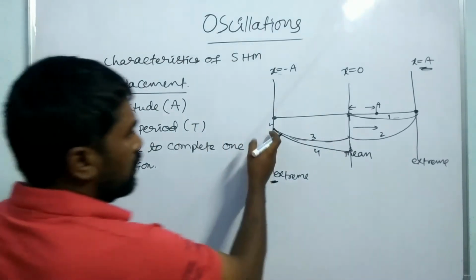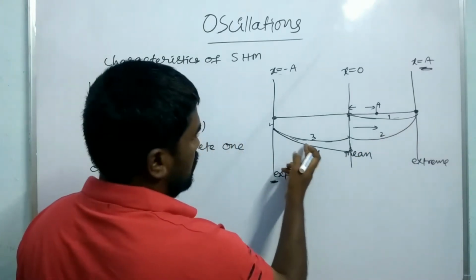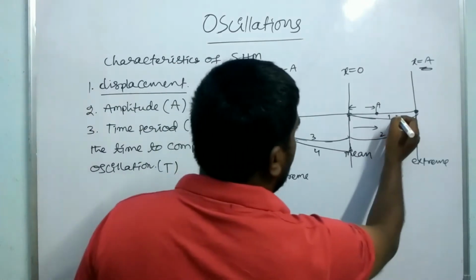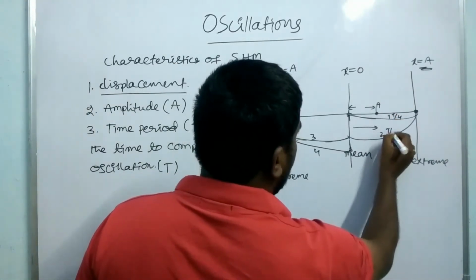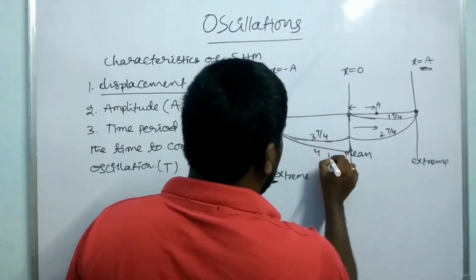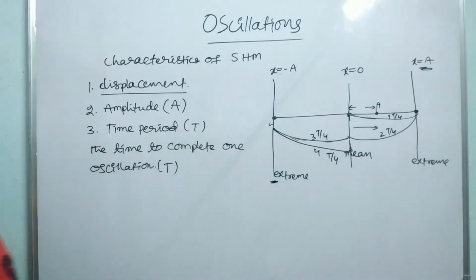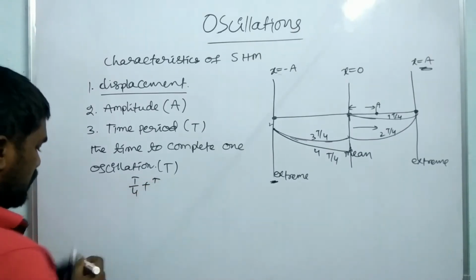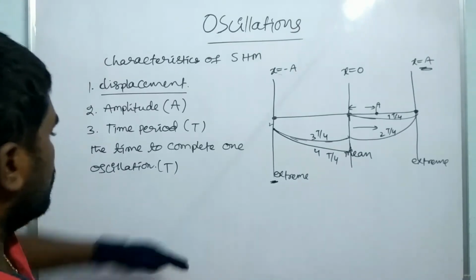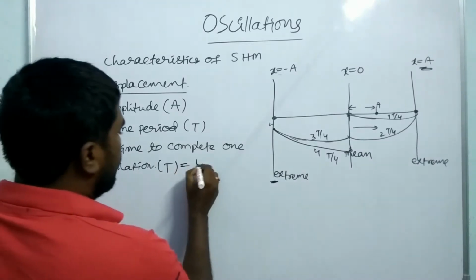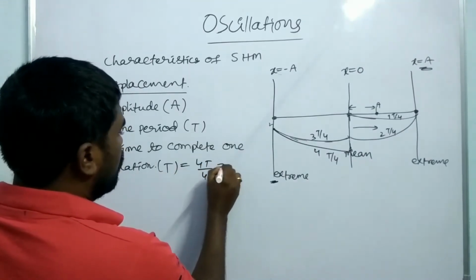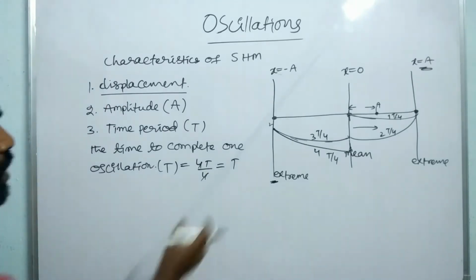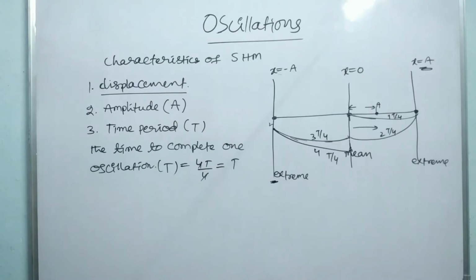So the total time taken to complete one oscillation is the capital T. Each quadrant takes T by 4, so the total time is T by 4 plus T by 4 plus T by 4 plus T by 4, that is 4 T by 4, which is equal to T. So T is the time period.